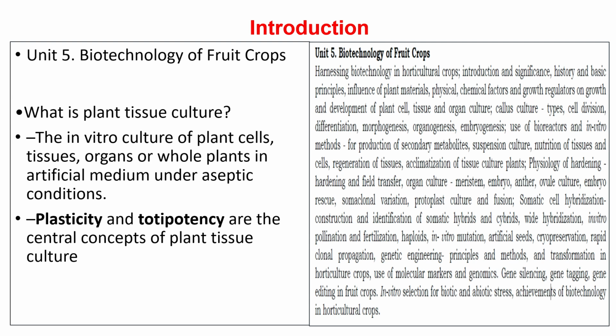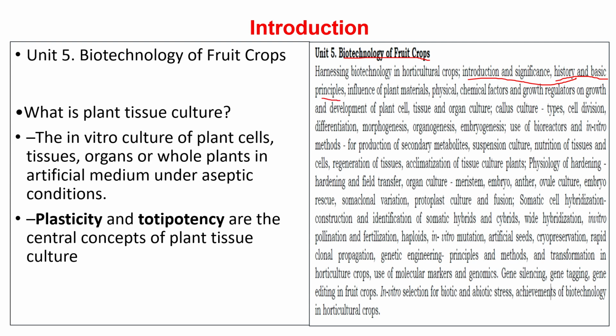In the earlier video, I have given the detailed syllabus according to the ICAR. In that syllabus, you can see Unit 5, that is biotechnology of root crops. In order to learn this unit, first of all, we should have a basic idea of plant tissue culture. For that, we can refer to any of the basic textbooks. In this PPT, we will see these topics: introduction, significance, history, and basic principles.